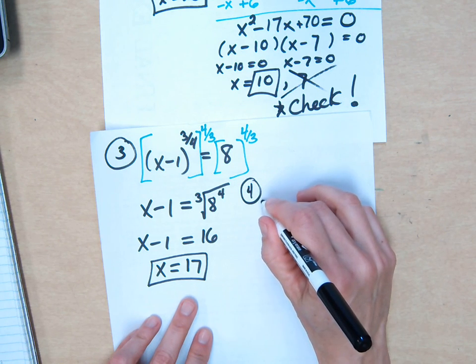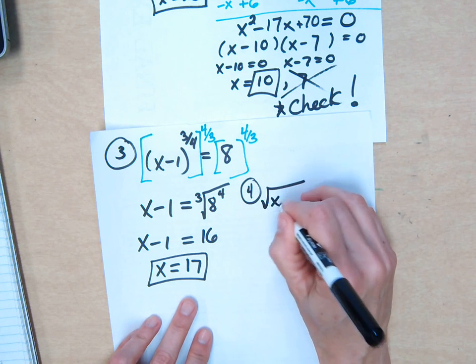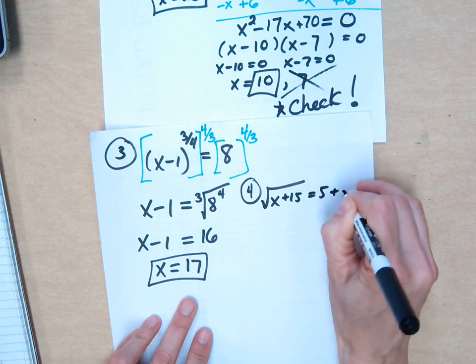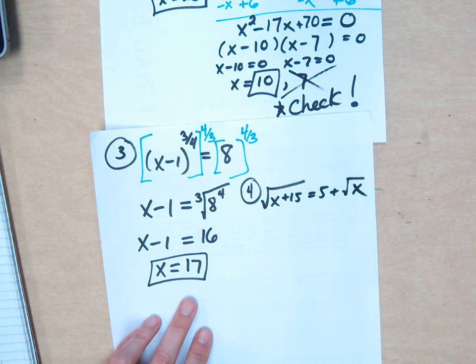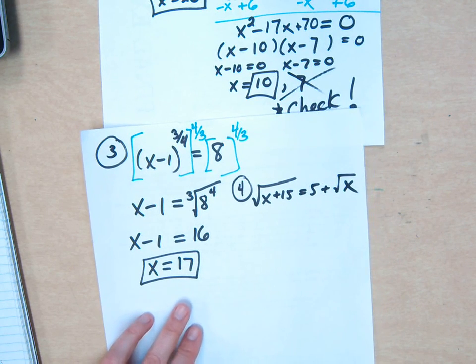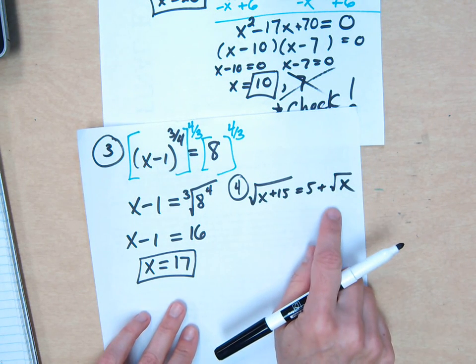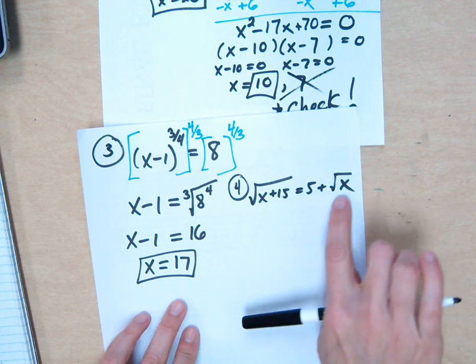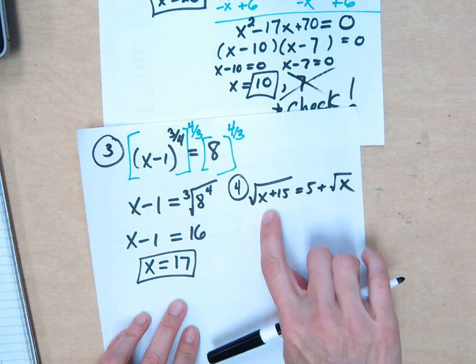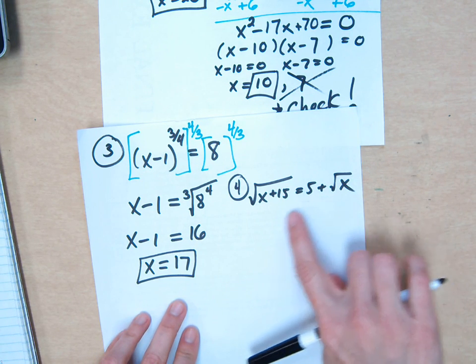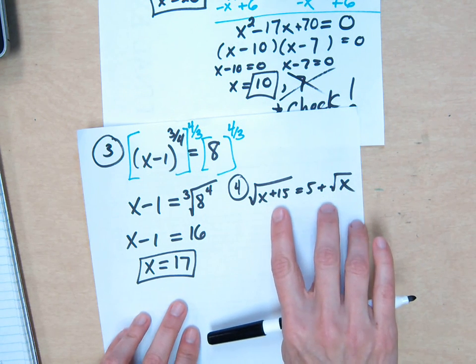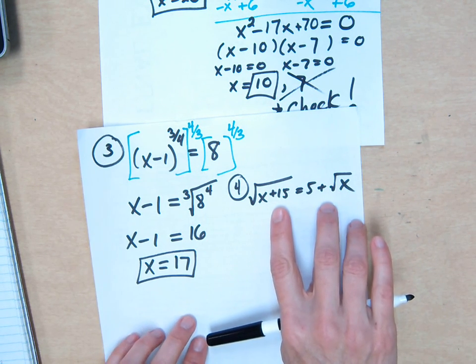And last one is the trickiest kind. Square root of x plus 15 equals 5 plus root x. Last one. So did we isolate the radical? Let's go through the steps. Well, it's impossible. This radical is isolated, but if I subtract 5, it'll just go on the other side. That doesn't help, so we're done isolating it. So now we square both sides.